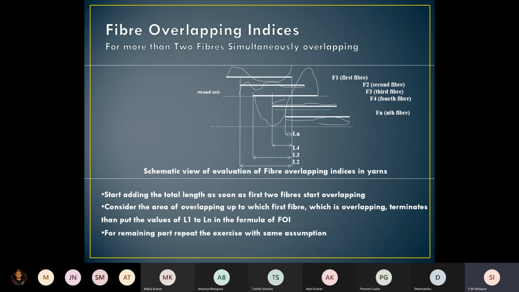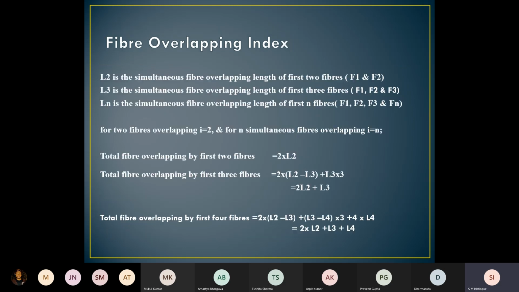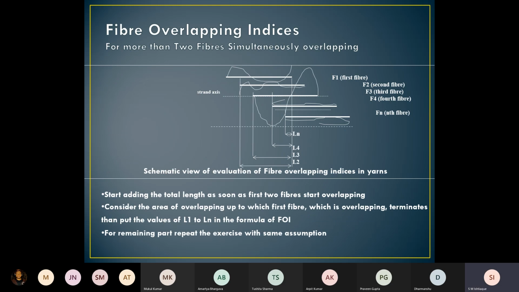This is the length between the first fiber and the second fiber. So the total fiber overlapping by the first two fibers is 2 into L2. In the same way, we say total fiber overlapping by the first three fibers. What are these first fibers we are referring to? Fiber 1, 2, and this fiber 3.